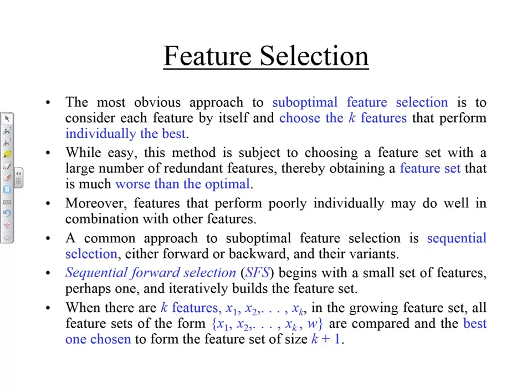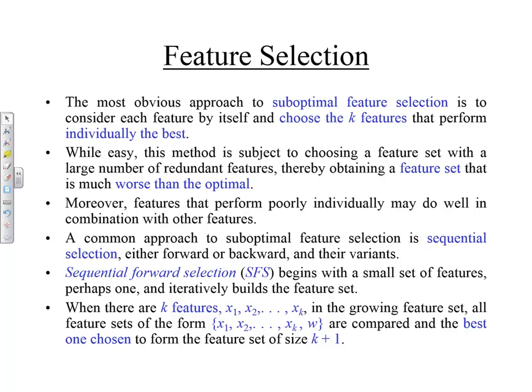When there are k features, so you've already selected in the previous step x1, x2 up to xk, in the growing feature set you will now consider all feature sets of this form, x1, x2 up to xk and then w. Add one more feature. And then among these, you'll try to pick the one which will give you the best error estimate. That is going to be the feature set of size k plus 1.